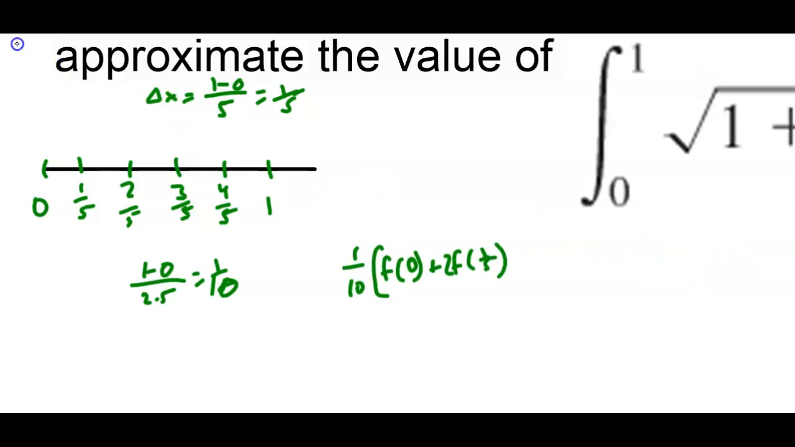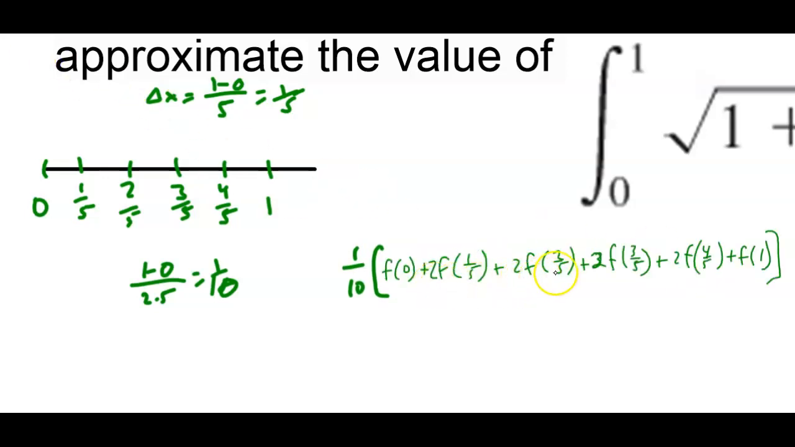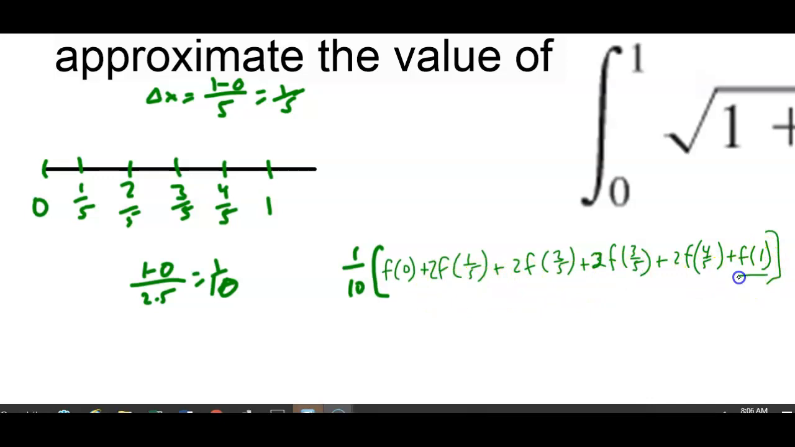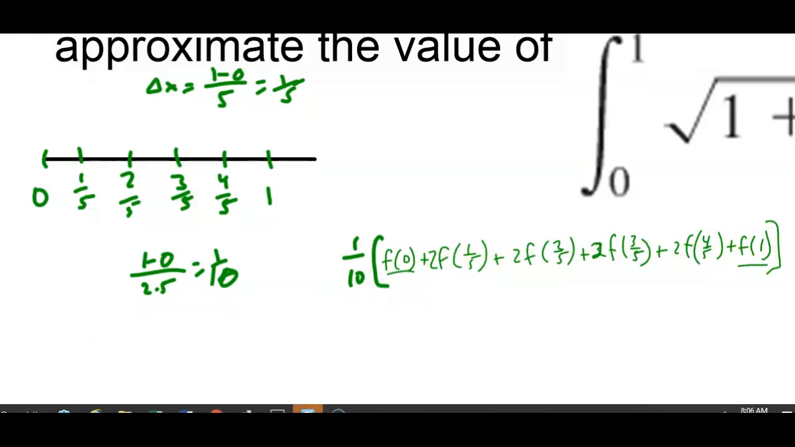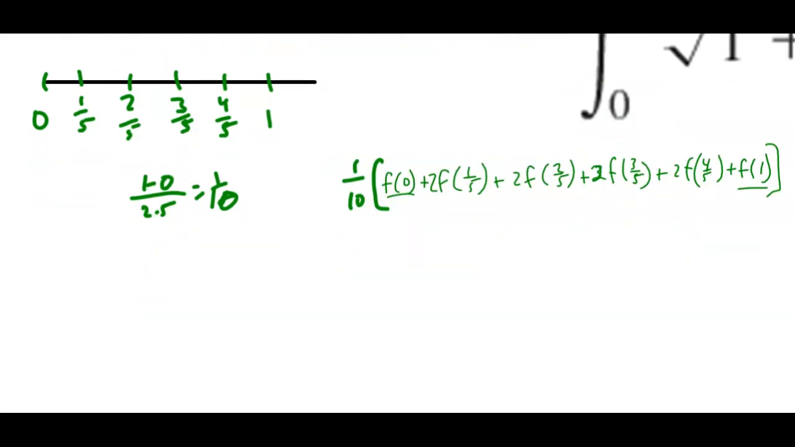I'm going to write it out: plus 2 times f of 2/5, plus 2 times f of 3/5, plus 2 times f of 4/5, plus f of 5/5 or 1. Again, the last two terms will not be getting multiplied by 2. I just want to harp on that so you don't make that mistake.